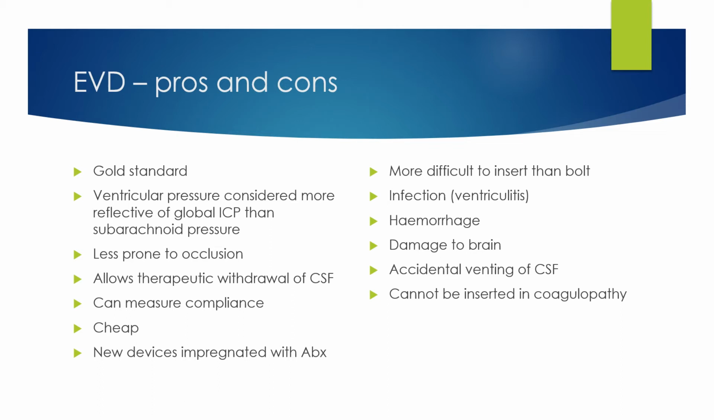However, they are more difficult to insert than a bolt, and you are passing through the brain, potentially causing damage on the way. They do put the patient at risk of infection within the ventricle, of ventriculitis, which can be devastating to the patient. They can't be put into people with coagulopathy. Hemorrhage is a risk even if blood clotting is normal, and if they're not looked after carefully, we can accidentally vent CSF through them, which is not a good thing for the patient's brain.